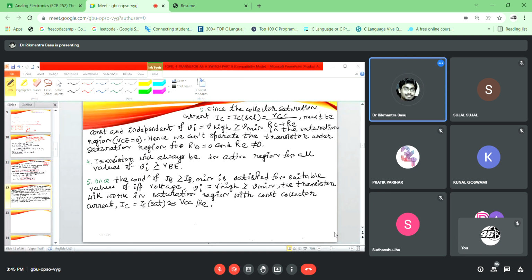Tentatively, this is the condition if you have to maintain a proper saturation region without any failure. So usually we take a thumb rule: the base resistance is usually taken 10 times higher than the value of the collector resistance to drive the transistor into hard saturation region. Hard means quite active saturation region.